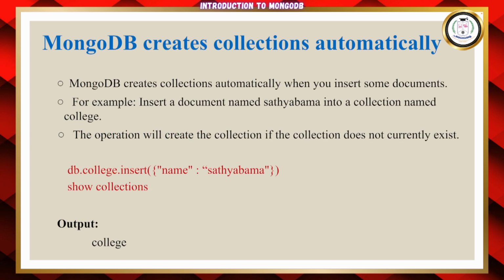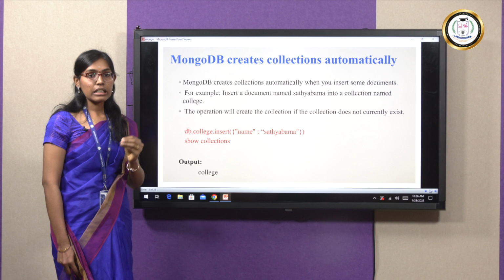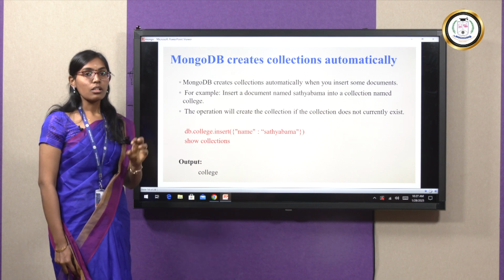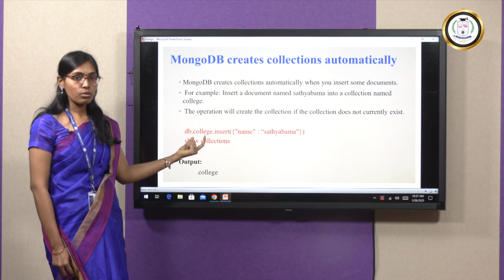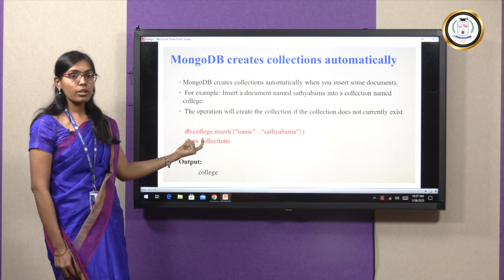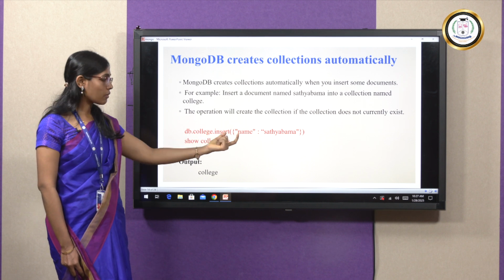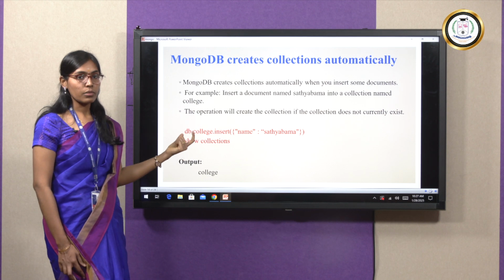And now there is another way of creating a collection. Even without using the createCollection command, collections will be created. How to do that? You insert a document inside your collection, which is inside your database. For that, the command is db.college.insert. So db is the database, dot college. Whatever you give as the second part is going to be the collection name. Even if you didn't create a collection, once you enter this command, a college collection will automatically be created there.